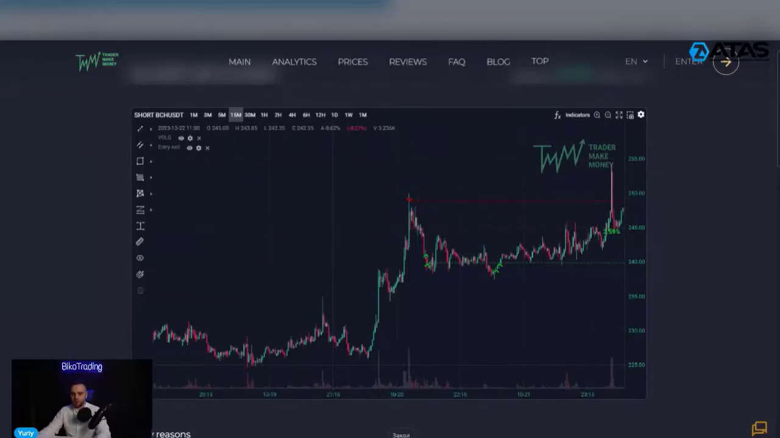If you open the ATAS platform and open DOM and live transactions, you will always see when people, for example, open a short position, to get out from their short they are forced to buy back. And because of that, delta will change. And add together all of this stuff.